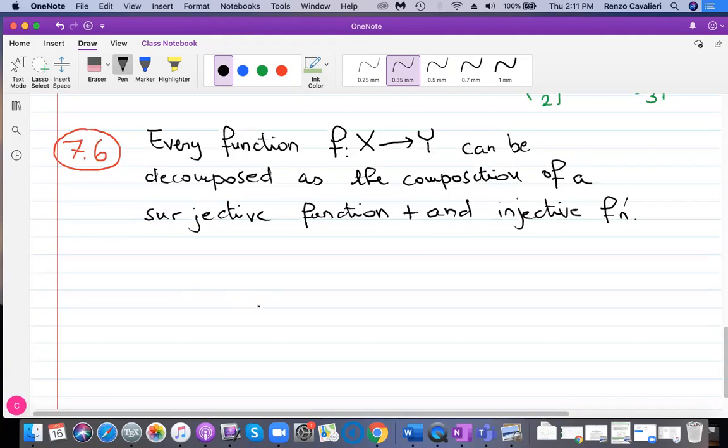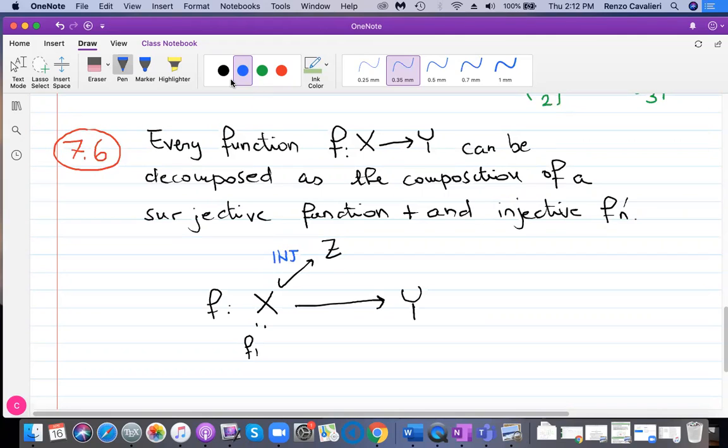So let me repeat what I want to say here. You start from a function f from x to y, which might be very non-injective and non-surjective, and you can always break it down as a function f1 from x to some z, where f1 is injective, followed by a function f2 from z to y, and this function is surjective.